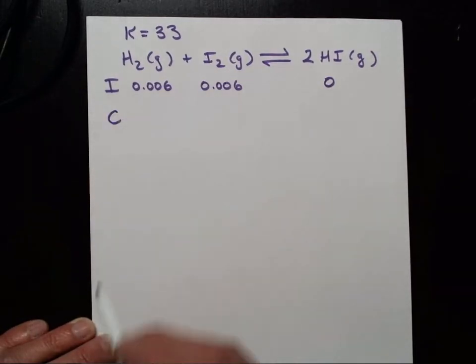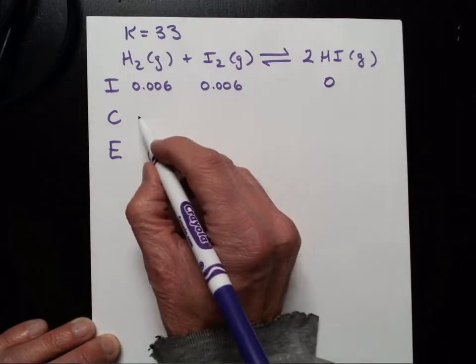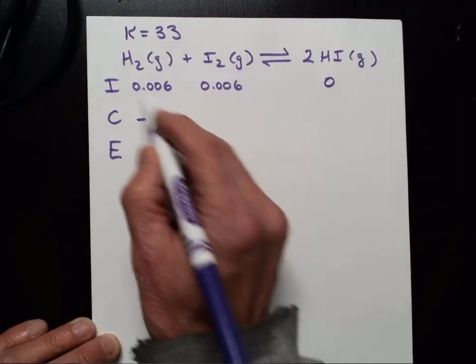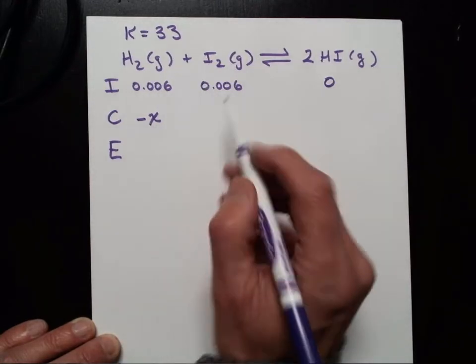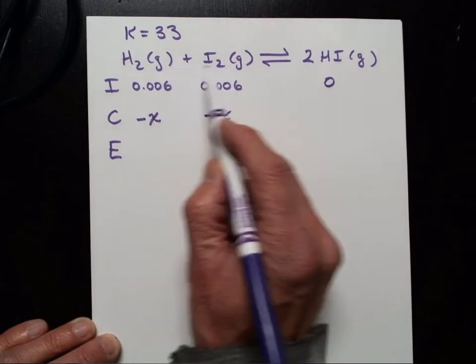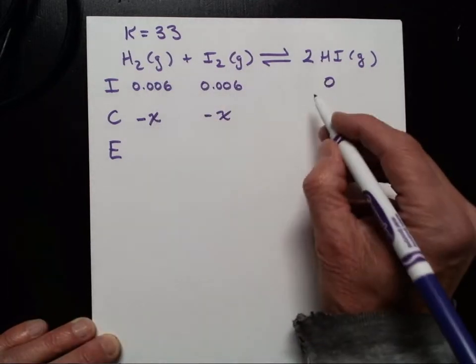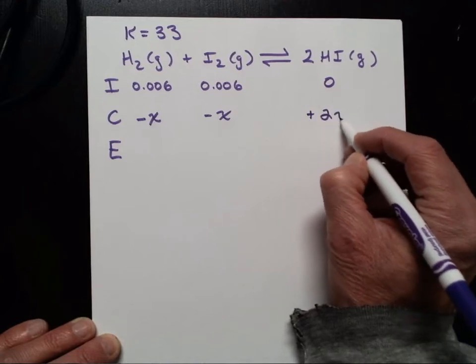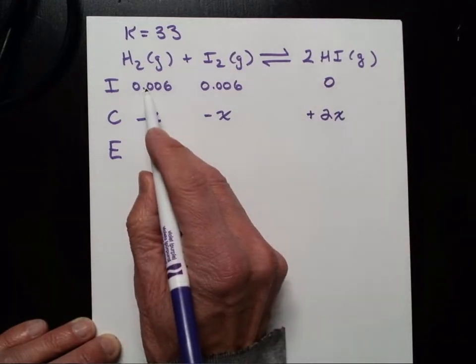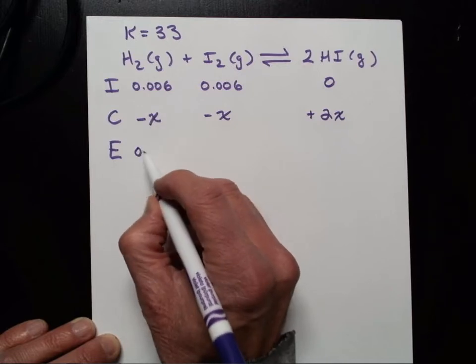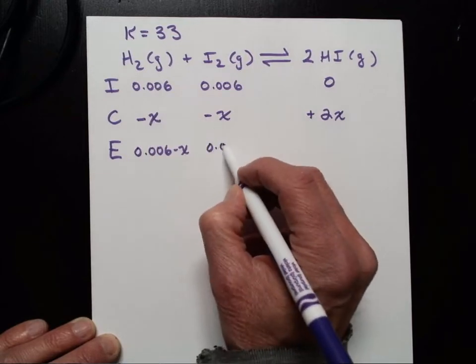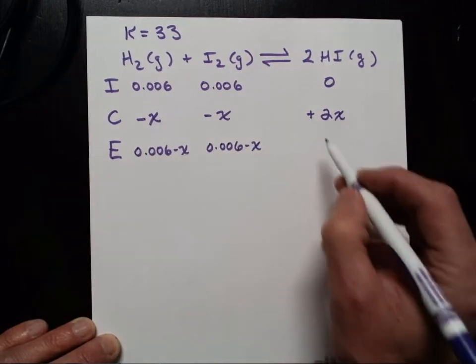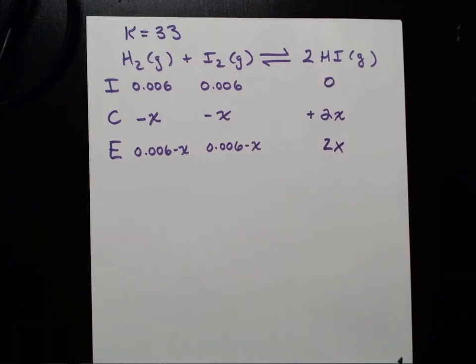Some change is going to happen to get us to equilibrium. What is that change? Well, we don't know. Let's say we're going to lose some reactant, X. We're going to lose X amount of hydrogen. Once I set that, we can see that we're going to also lose X amount of iodine because these react in a 1-to-1 ratio. We also see we're going to gain 2 moles of HI. So if we start with an initial concentration and we lose X, we're going to end up with 0.006 minus X hydrogen, 0.006 minus X iodine, and twice X hydrogen iodide.